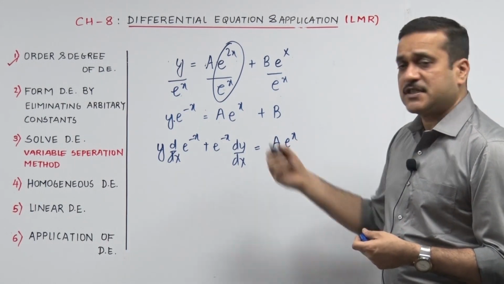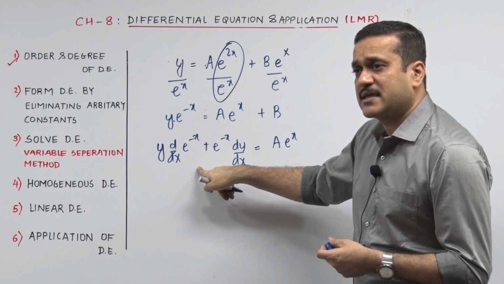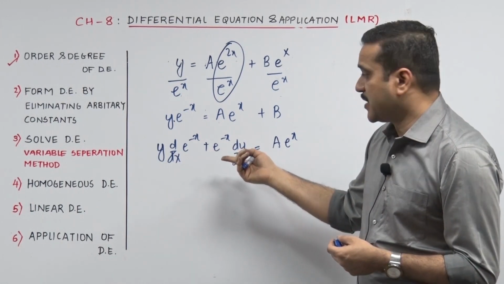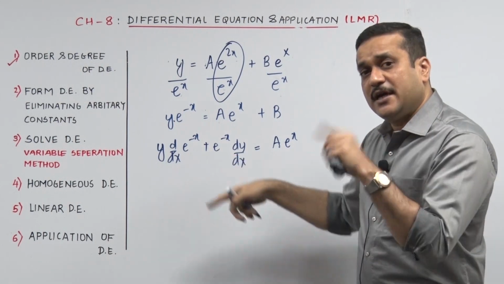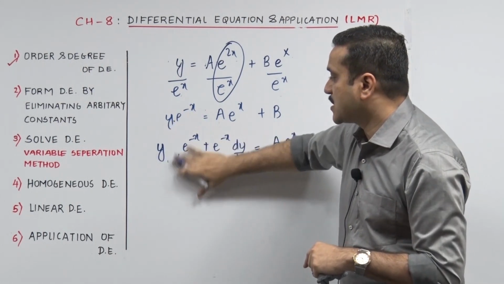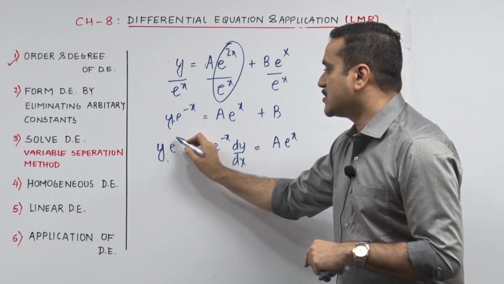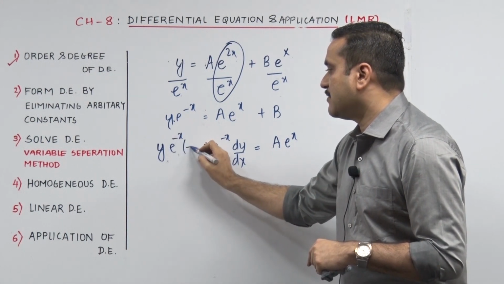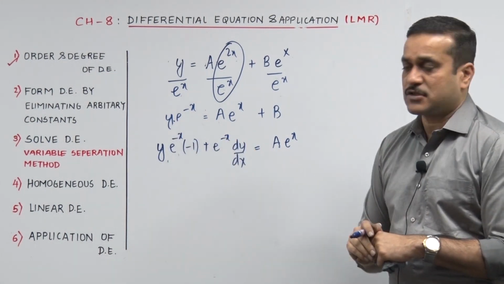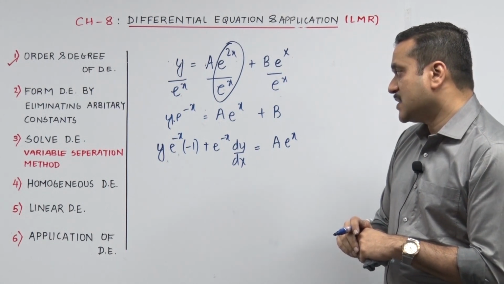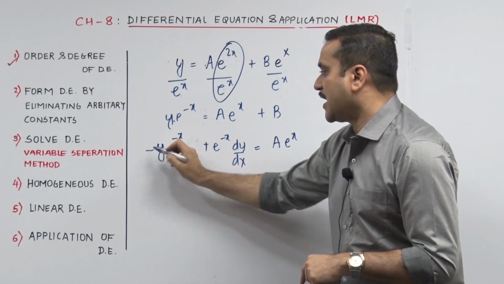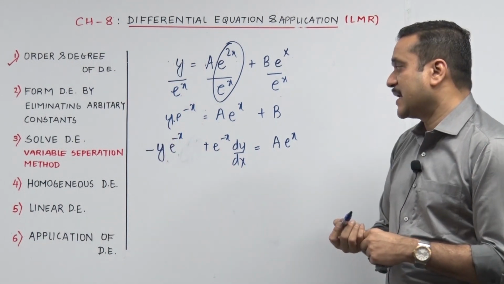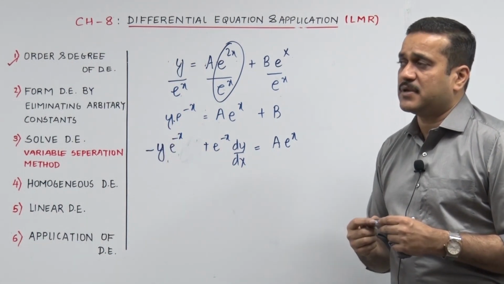But right now, let's finish this off. The derivative of e raised to minus x is e raised to minus x into the derivative of minus x, which is minus 1. Check. Then I can rearrange that as minus y e raised to minus x, and then I can pull e raised to minus x common.